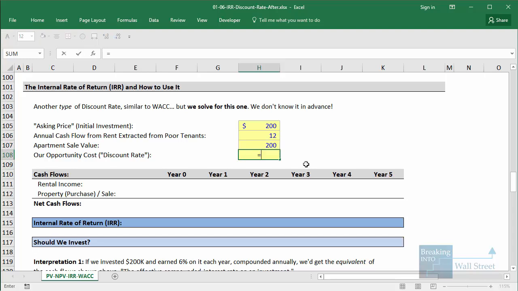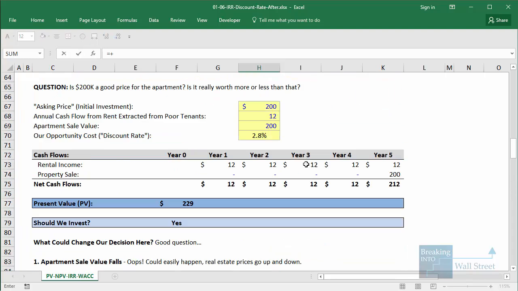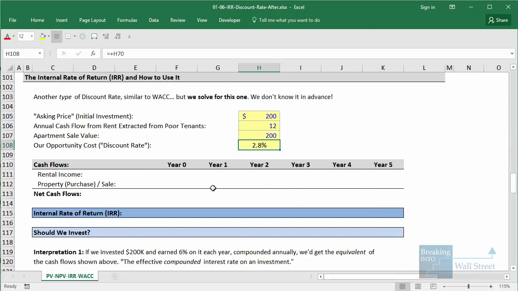And then for the opportunity cost, we'll just go up and link to what we found up here for our opportunity cost or discount rate. Then to actually calculate the IRR, remember, we need to enter the initial amount that we pay as a negative number in Excel. So we'll link to this asking price. We'll use a negative sign in front of it. And so we end up with negative 200 there. We can add up everything in year 0, which is when this investment first takes place. Then for the rental income, we'll link to this annual cash flow each year.